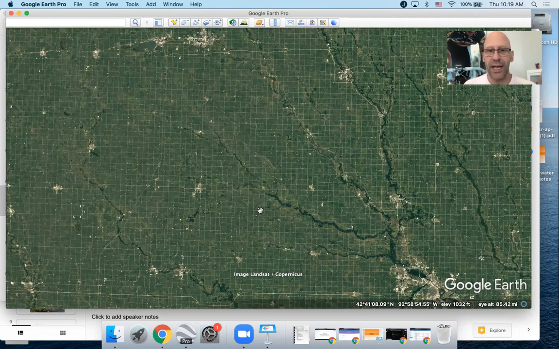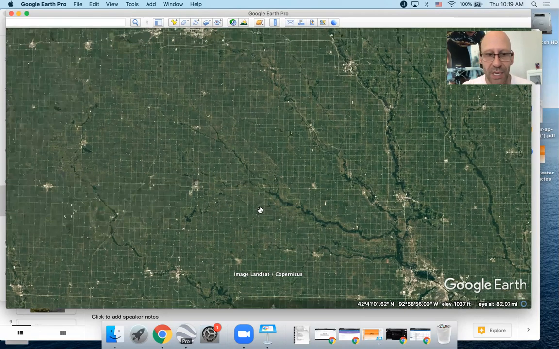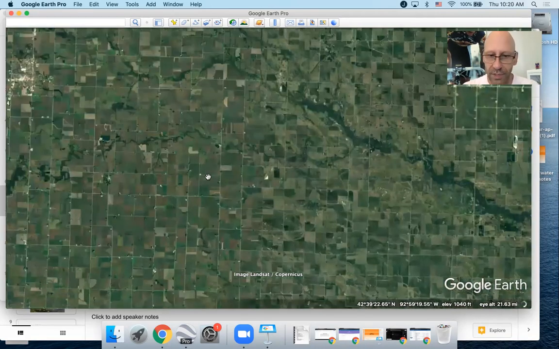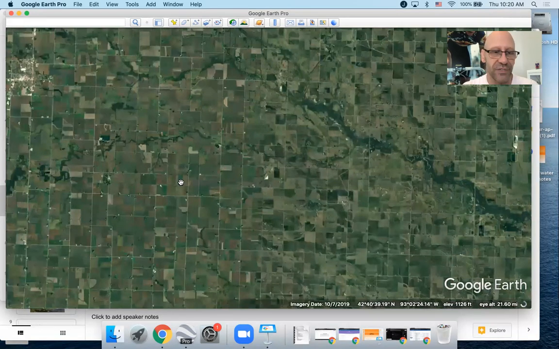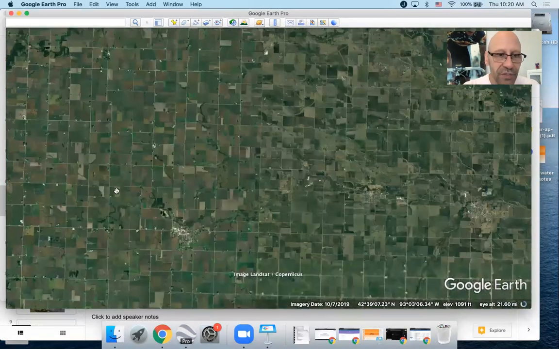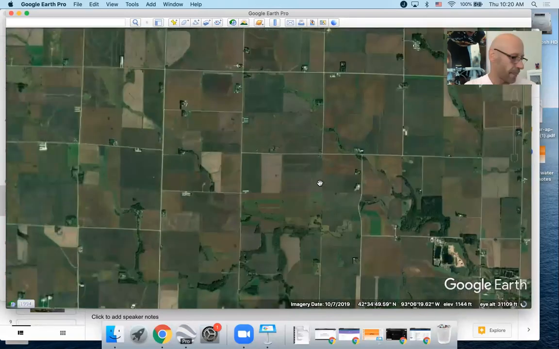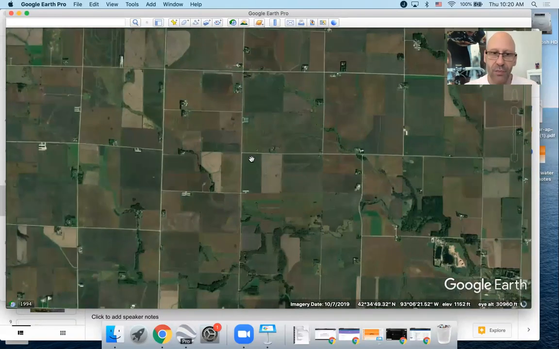So when you look at Iowa, you see this pattern emerge. And if you zoom in on any given square, you will notice that the squares are divided into smaller fields. And those fields are planted from corner to corner. So we're just zooming in on some random place here in Iowa.